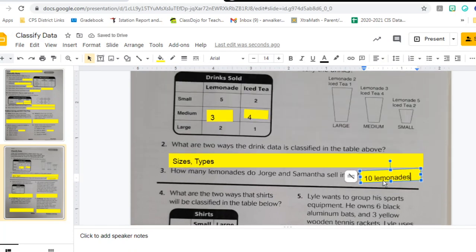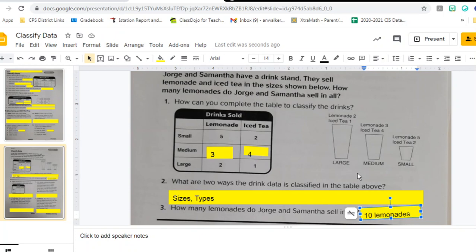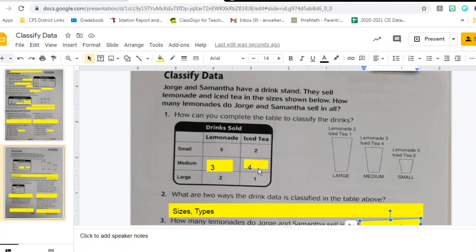Let's move on down. Oh, before we go, let's say I wanted to know how many small drinks were sold. Well, I would go right here to the small and count across. There were 5 lemonades and there were 2 iced teas. So 5 plus 2 is 7. If I wanted to know how many iced teas were sold, I would look strictly right here at the iced tea column, not paying attention to the lemonades, the smalls, the medium, and large. So to count how many iced teas were sold, I'm going to count down. 2 plus 4, which is 6, plus 1, which is 7.